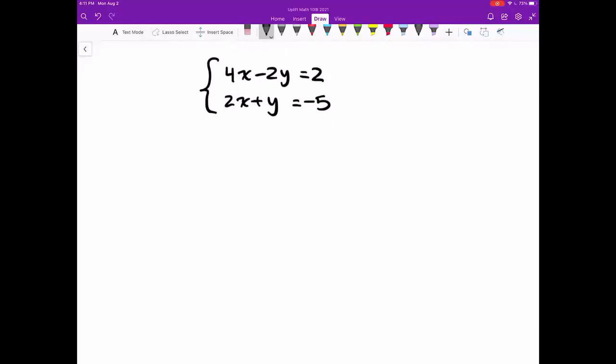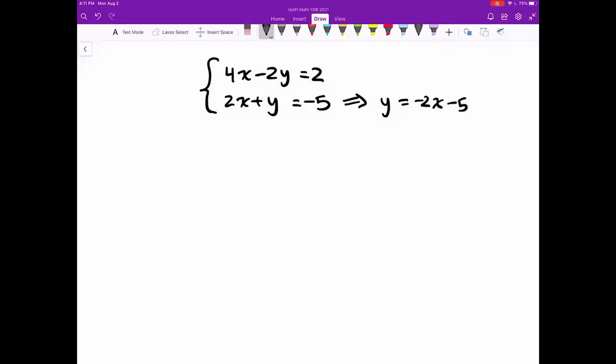So firstly, what we want to do is isolate the y. In this case, it would be easier to isolate the y in the second equation because the coefficient of y is 1. You don't have to divide everything by the coefficient of y. So we move the 2x over and we get y equals negative 2x minus 5.